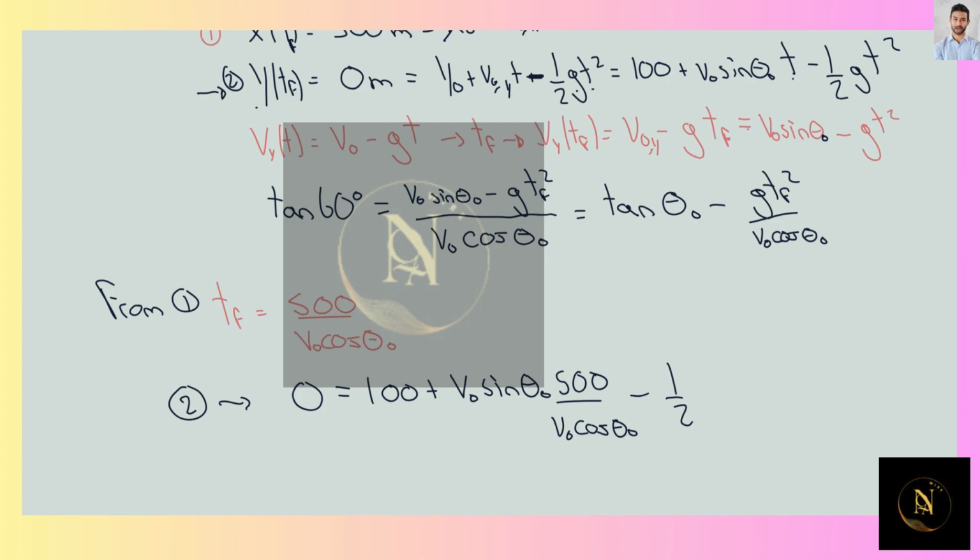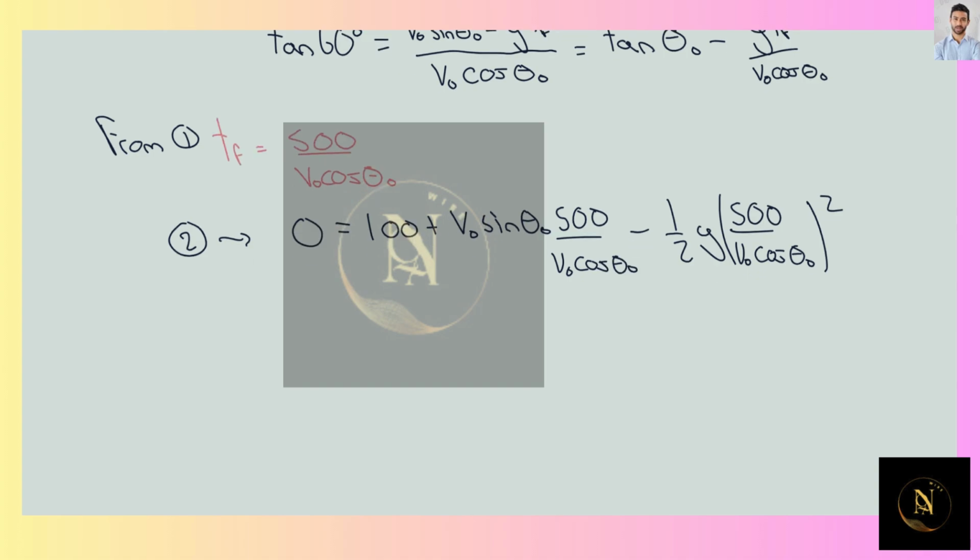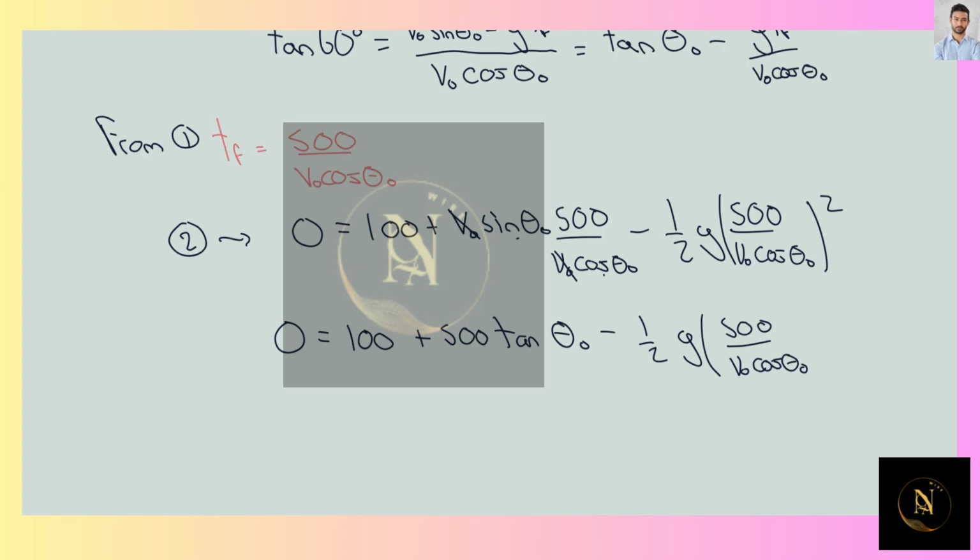minus 1/2 of gravity times the final time squared, which in this case is going to be 500 over b0 cosine of theta 0 squared. Now let's simplify this equation. b0 and b0 cancel out, sine and cosine gives us tangent, so 0 is going to be equal to 100 plus 500 times the tangent of theta naught minus 1/2 of g times 500 over b0 cosine of theta naught squared.